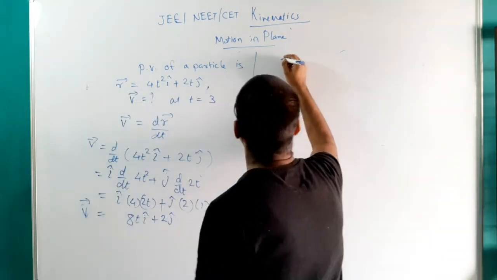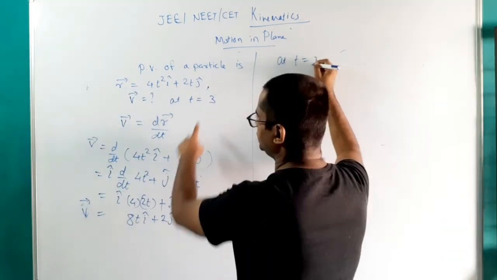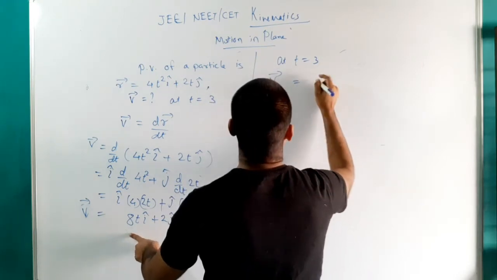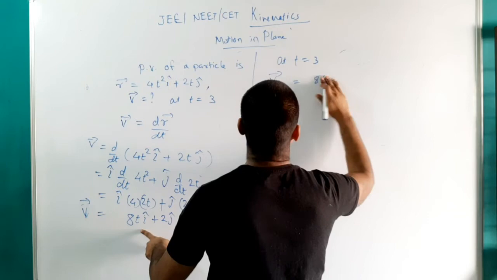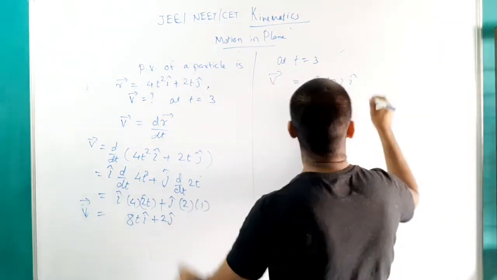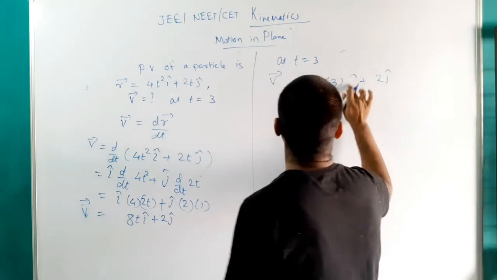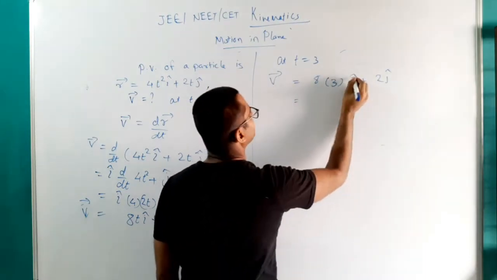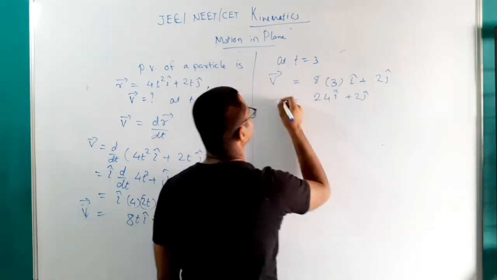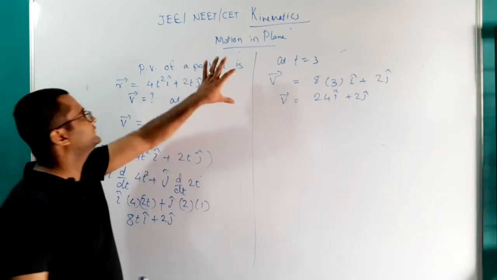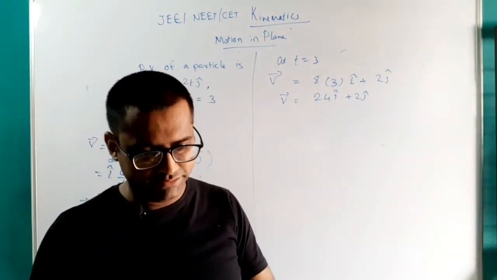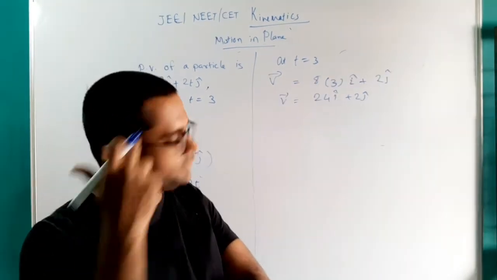So what we will do is put the value t equal to 3 in this equation. V equals 8 into 3, since t is 3, i plus 2j, and this will be 24i plus 2j. This is velocity. If someone asks what is the magnitude of this velocity, let me check the answer first. Yes, velocity is 24i plus 2j.